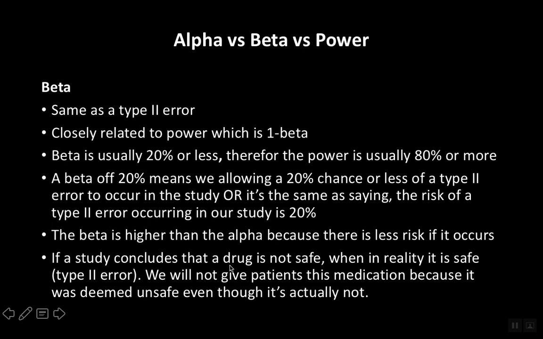So the power is usually 80% or more. They usually calculate that in the beginning of a study based on a sample size. They usually will say something like, we need a sample size of, let's say, 20 in each group, right? There's two groups they're comparing. 20 in each group in order to reach a power of, let's say, 90%. Okay.